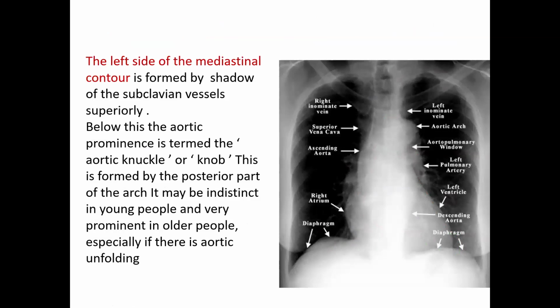The left side of the mediastinal contour is formed by the shadow of the subclavian vessels superiorly. Below it is the aortic prominence, which is called the aortic knuckle or knob, formed by the posterior part of the aortic arch. It may be indistinct in young people and very prominent in older people, especially if there is aortic unfolding.